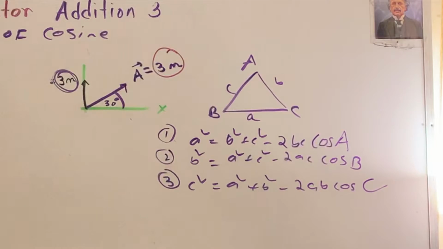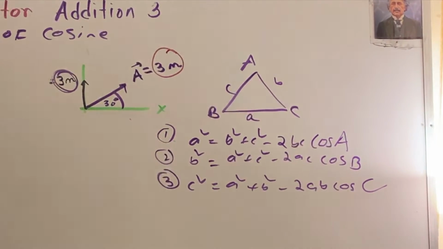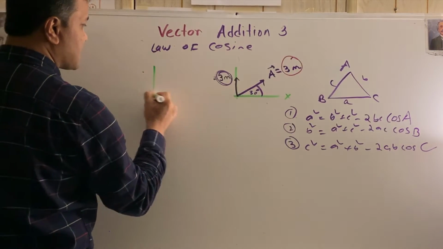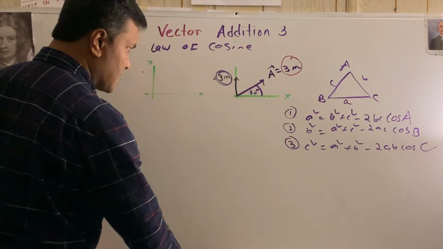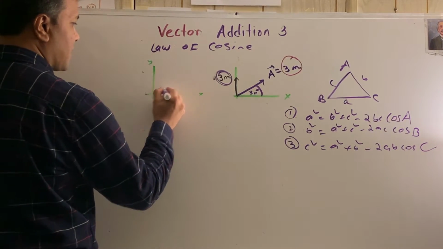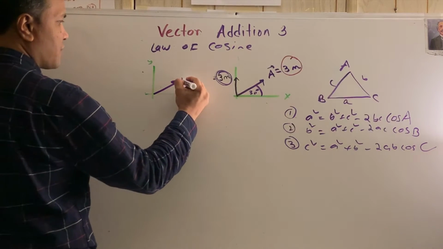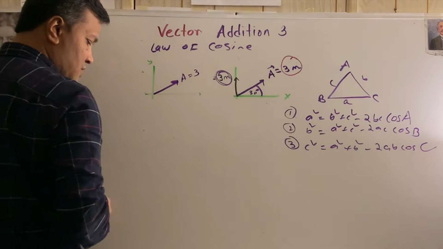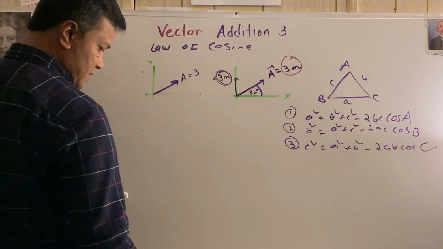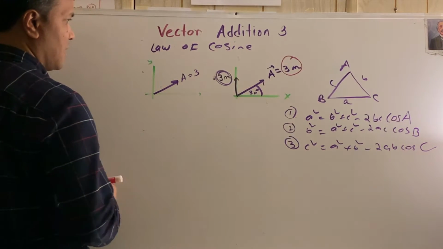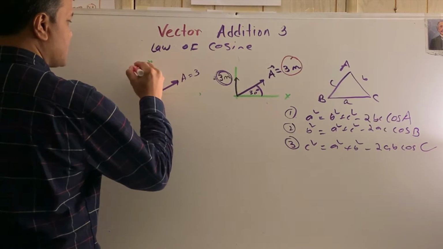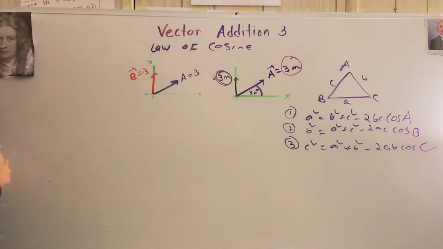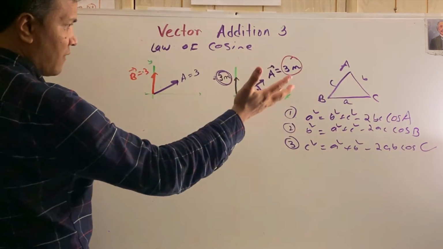All right, now let's then do it. So here is our problem. The problem tells us that this is x, this is y. We have two vectors sitting on the coordinate plane. Vector number 1, which is called a, and vector number 2, which is called b, which is also 3. Okay, so now we want to add them using the law of cosine.